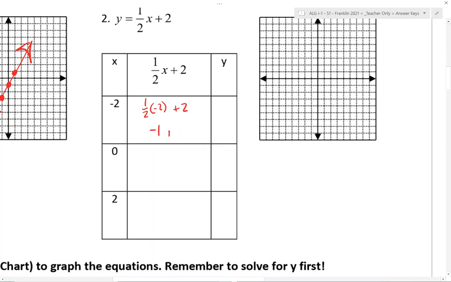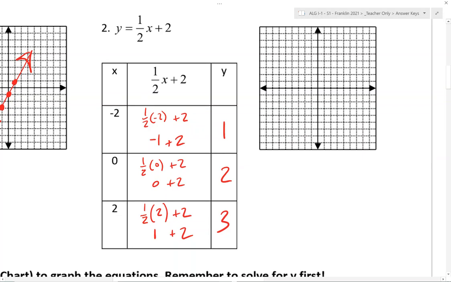So -1 plus 2 is going to equal 1. This next one will plug in 0. So 0 plus 2 is 2. And then for this third one, we're putting in 2 for x. Half of 2, or 2 divided by 2, is 1, plus 2 gives us 3. So now we can plot these points on the graph.